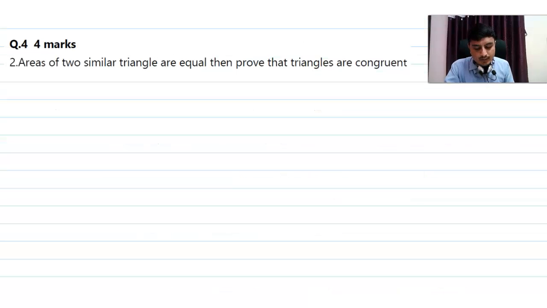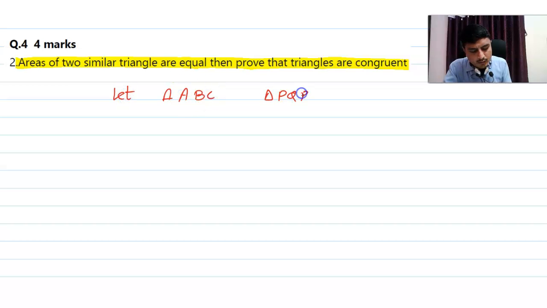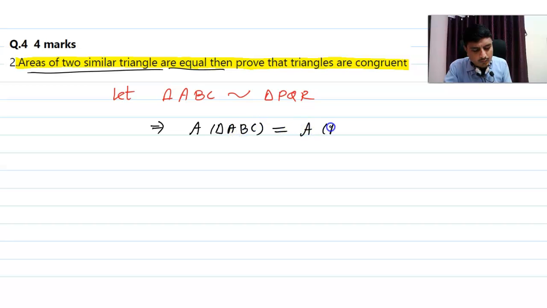Now look at question number 2. The areas of two similar triangles are equal, then prove that the triangles are congruent. At the start, we are given two triangles, triangle ABC and triangle PQR. Those two triangles are similar. The areas of the two similar triangles are equal, that means the area of triangle ABC is equal to the area of triangle PQR.